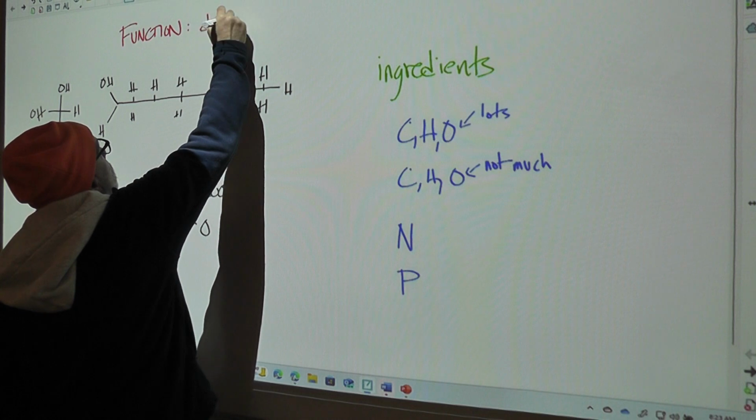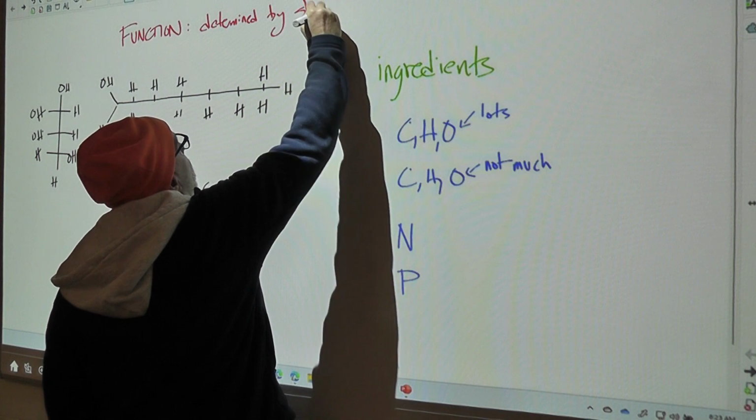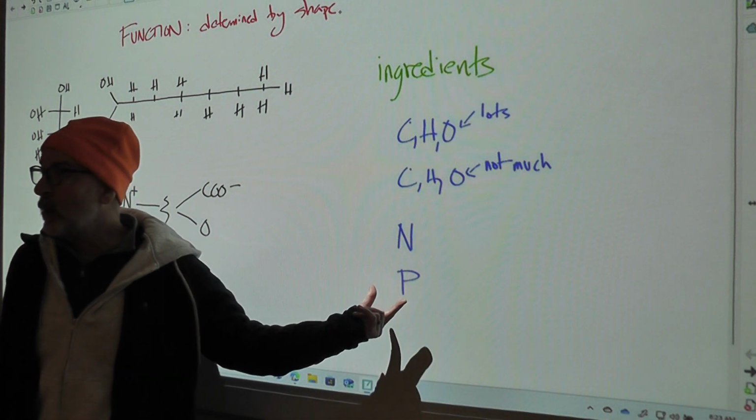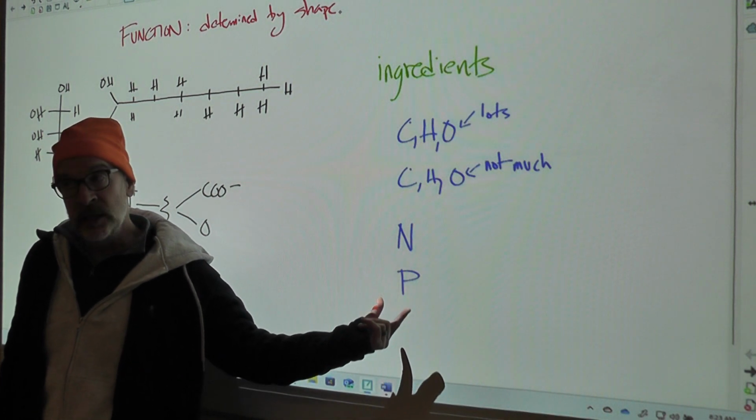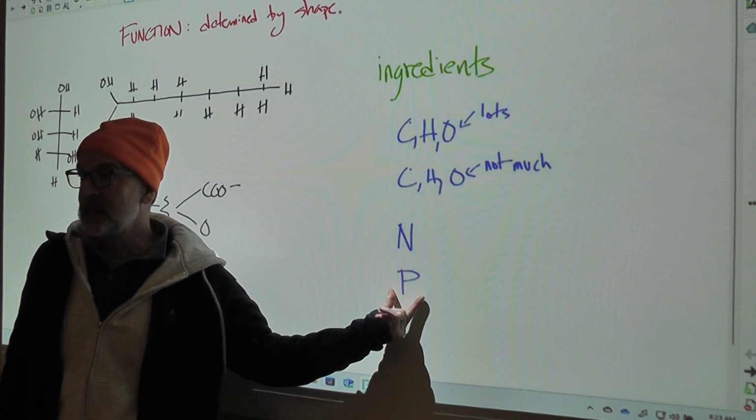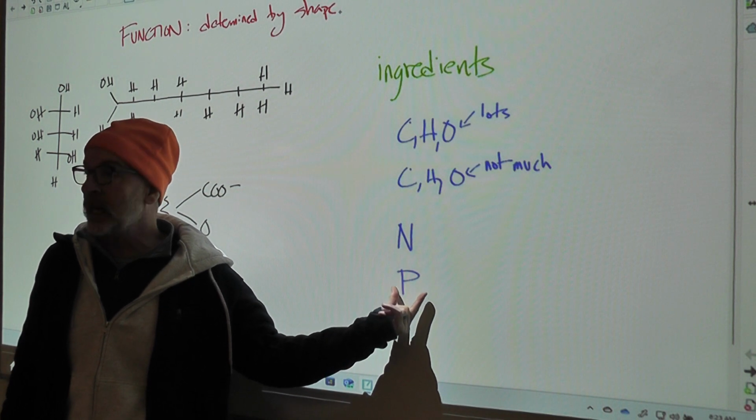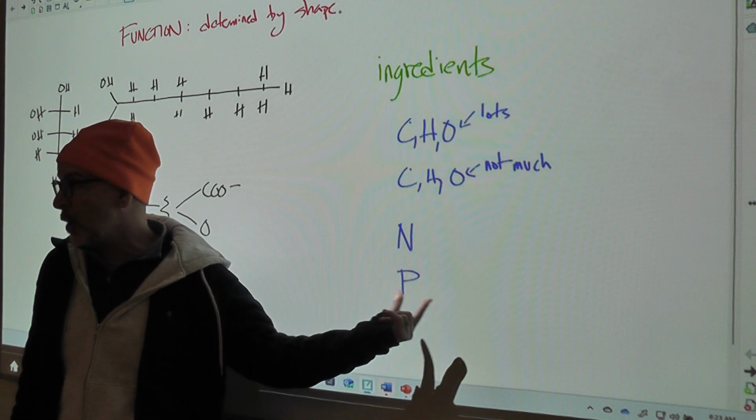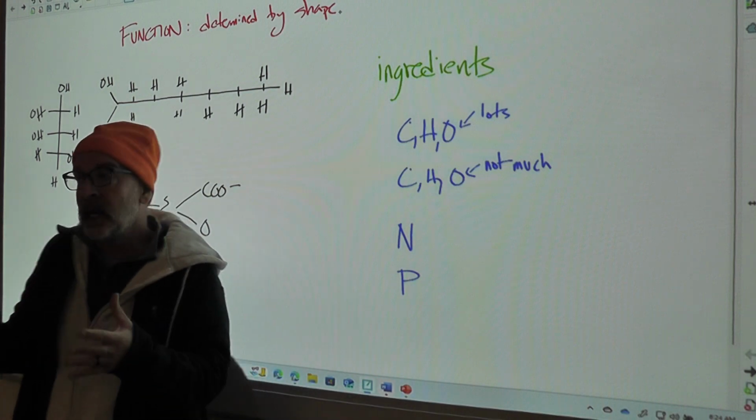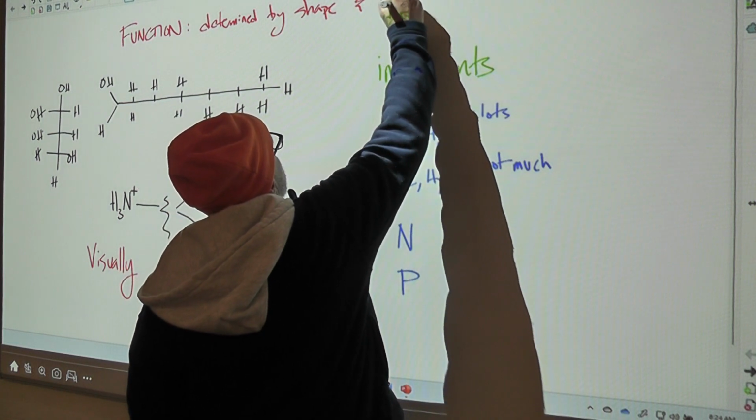So function is determined by shape, but it's also determined by individual ingredients. Some of the ones that had this phosphorus didn't look really similar, but the fact that it has this phosphorus means that it's going to behave in a certain way. Phosphorus plays this role chemically, and it does the same thing over and over again, which means those chemicals that have phosphorus can get lumped together as well. So it's determined by shape and the ingredients.